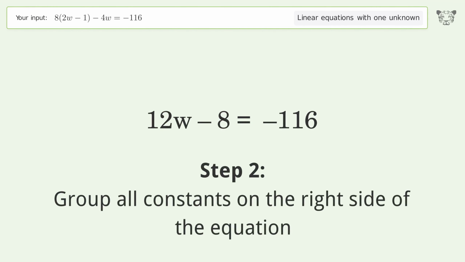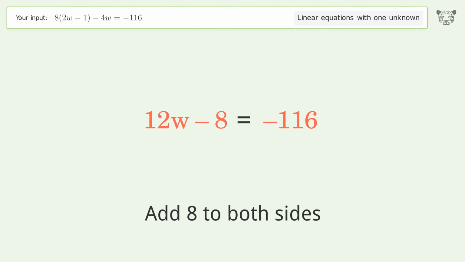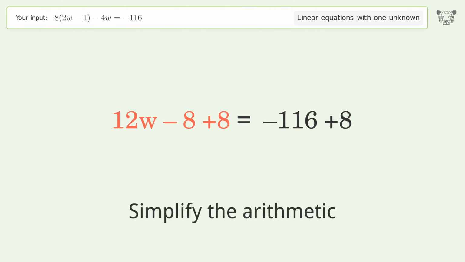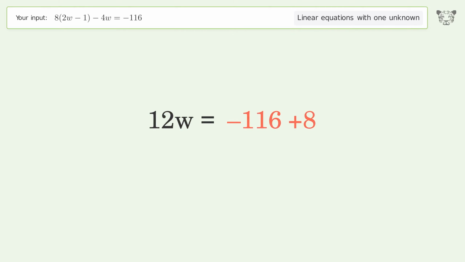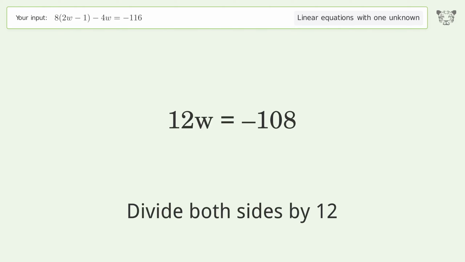Group all constants on the right side of the equation. Add 8 to both sides. Simplify the arithmetic. Isolate the w. Divide both sides by 12.